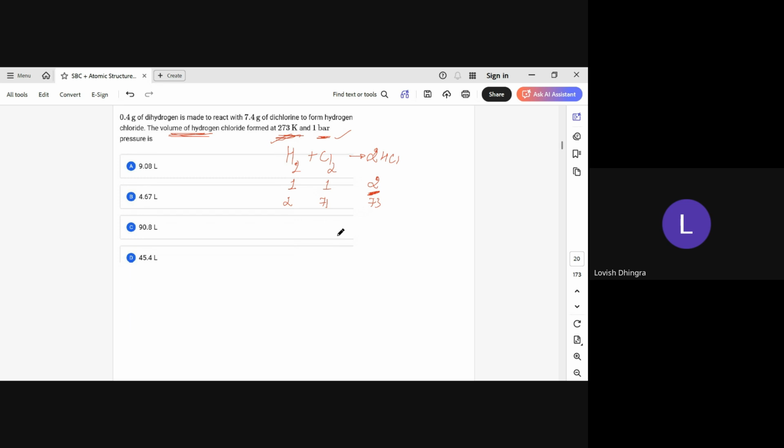So I have 71 grams of chlorine. And from 71 grams, I'm getting 73 grams of HCl. Or I can say that 71 grams is giving me 22.4 into 2. This is the volume that I'm getting of HCl. And I need the volume of HCl corresponding to the given weight, that is 7.4. So 7.4 will give me how much? Just 44.8 divided by 71 into 7.4. So the answer will come out to be around 4.67.